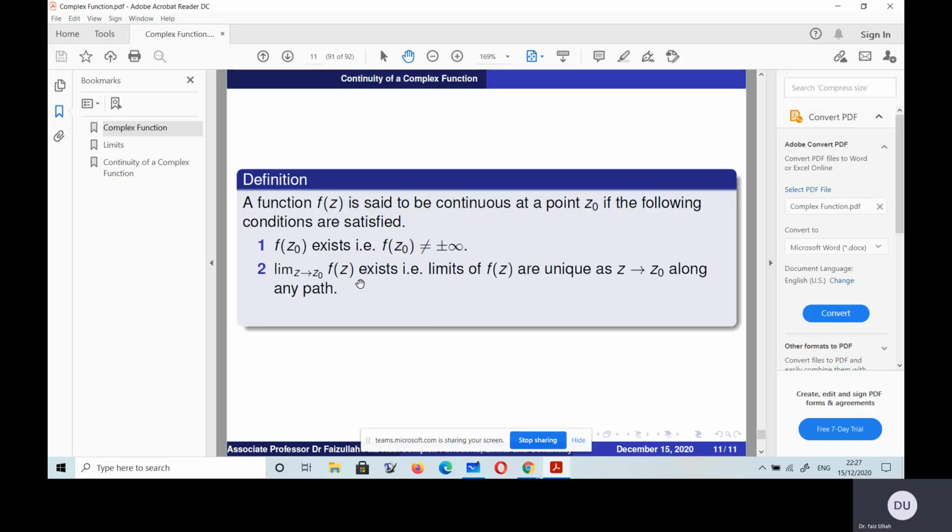Second, we have to find the limit, and the limit must exist along any path. The third one is that the answers obtained from part 1 and part 2 must be equal. In other words, the limit as z approaches z naught of f of z must be equal to f of z naught.